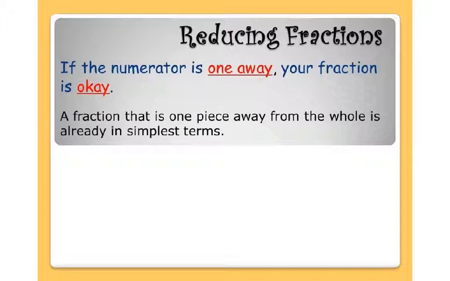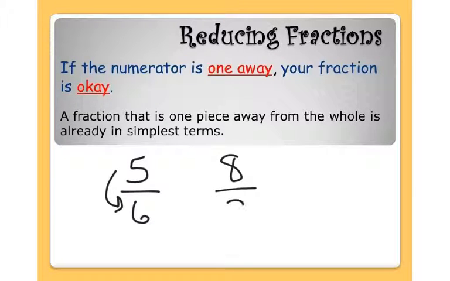The last one to recognize is if the numerator is 1 away, your fraction is okay. Now, if I have 5/6, the numerator is 1 away from having the whole thing. I'm 1 piece away, and that is already reduced. I can't express that fraction in any other simplest way. So anytime that my numerator is 1 away from the denominator, 1 less than the denominator, that fraction is reduced. So all of these fractions are reduced to lowest terms.